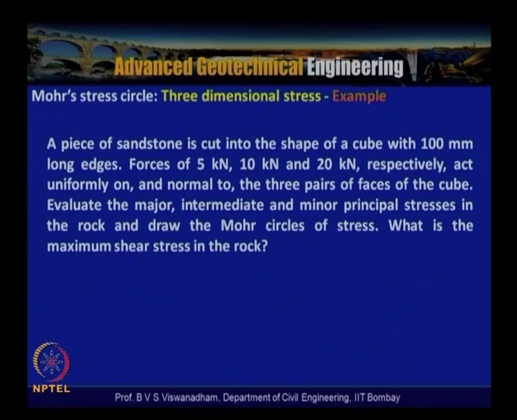So a piece of sandstone is cut into the shape of a cube with edges of 10 centimeters, and forces of 5 kilonewton, 10 kilonewton and 20 kilonewtons are applied uniformly and normal to the 3 pairs of faces of the cube. Evaluate the major, intermediate and minor principal stresses in the rock, subsequently draw the Mohr circles of the stress, and we also need to find out the maximum shear stress in the rock.